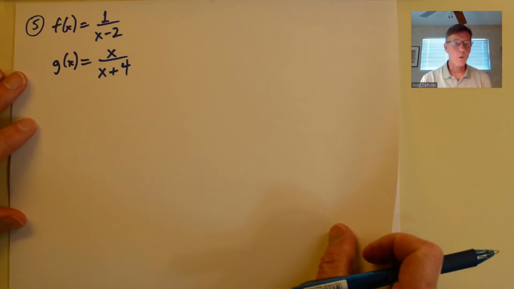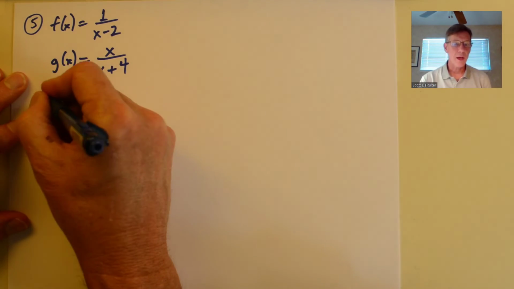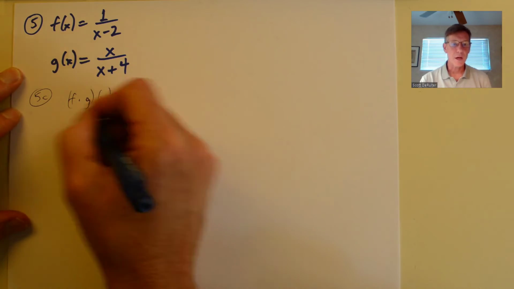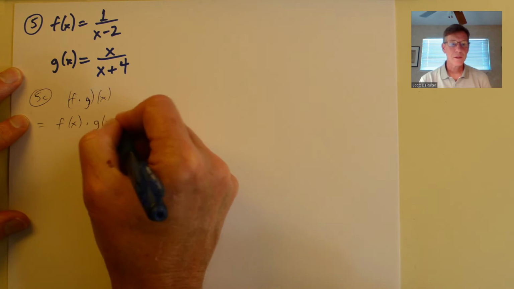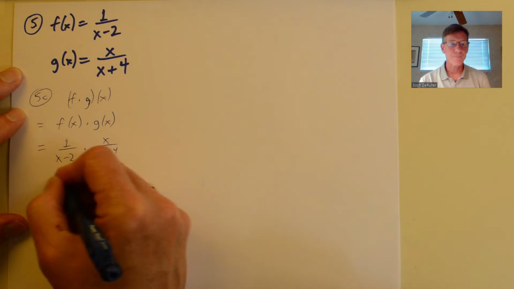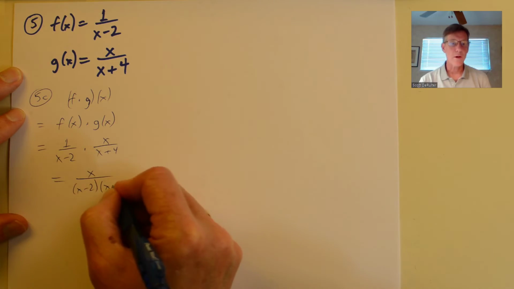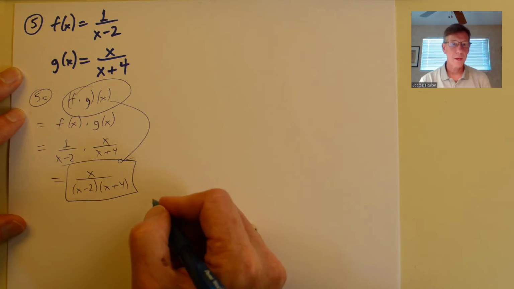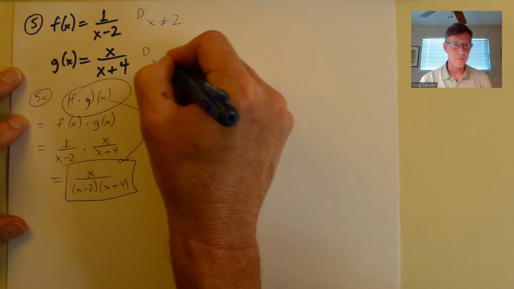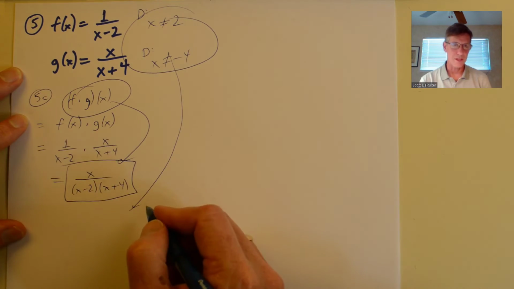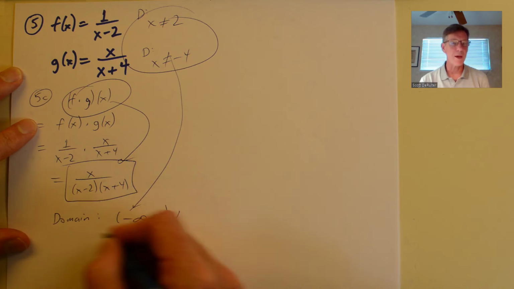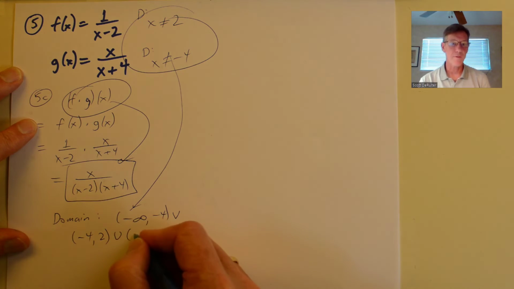Moving on, a couple quotient functions. And for 5c, we're going to find the product of these two functions and then talk about their domain. So we're just going to multiply one by the other, clean it up a little bit. So we get x over x minus 2 times x plus 4. And we want to find the intersection of the two domains. So x can't be 2, x can't be negative 4. That's the intersection of the domain of f and the domain of g. And so that's the domain of my new function, f of x times g of x.